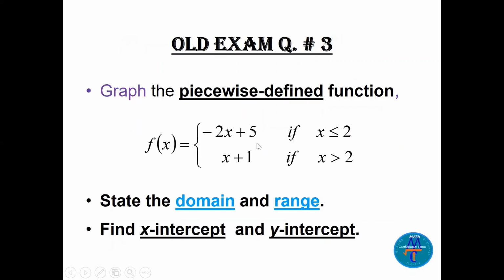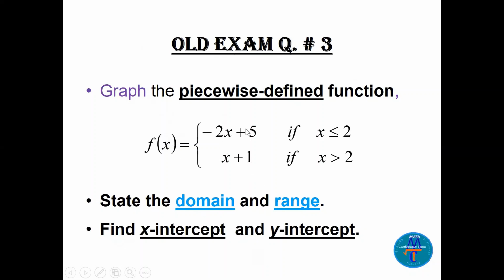Graph the piecewise function. We have done that in lecture 28, algebra course. You can check that there, please. F of x has 2 pieces here. State the domain and range, and find the x-intercept and y-intercept. So we have to do 5 things here: graph it, domain, range, x-intercept, and y-intercept.